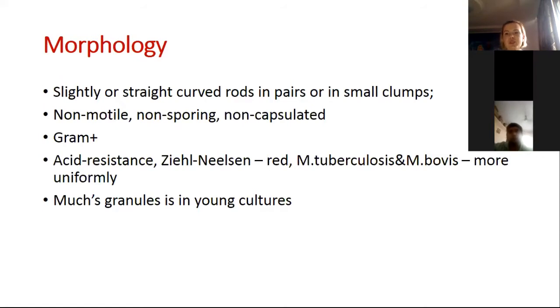For this, we use a special staining technique. It's called Ziehl-Neelsen. And we will see red or pink rod-shaped bacteria on the blue background. This special technique will help us to detect the bacteria in different liquids from different body sites. Next, sometimes we can detect Much granules. It is most characteristic for young cultures.